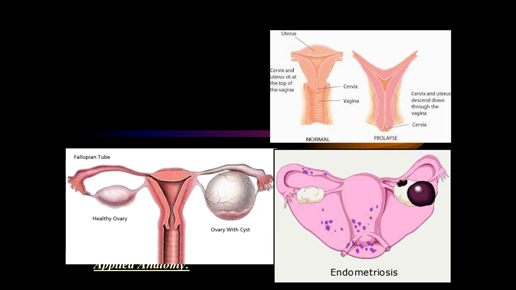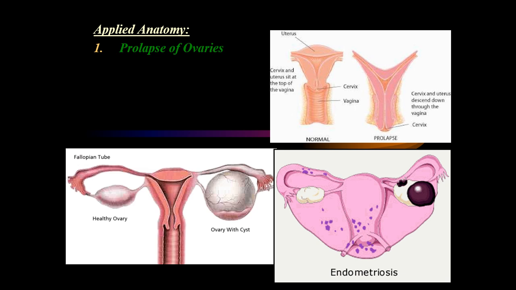Then coming to the applied aspects or clinical anatomy of this ovary, one very important, very common is the prolapse of the ovaries. Prolapse is nothing but, this is the normal uterus and the vagina, and there can be prolapse of the uterus itself. So this is the uterus which is prolapsing. It will be protruding out and come out through the vagina, and it will be seen from outside. This is called prolapse.